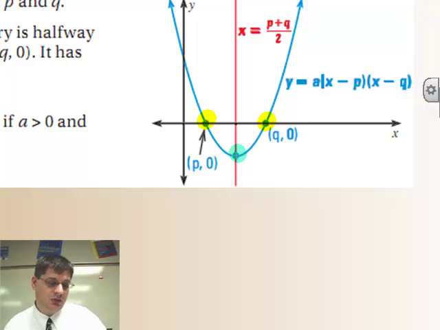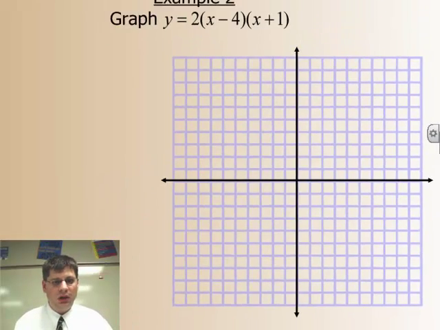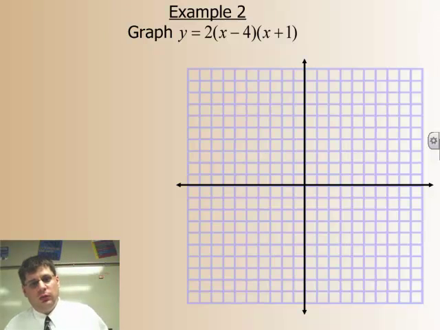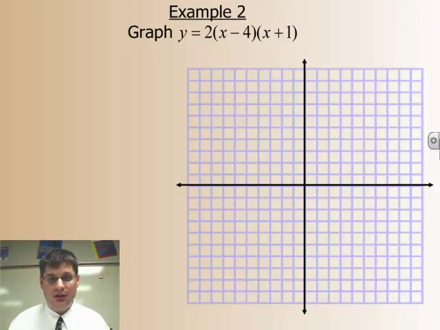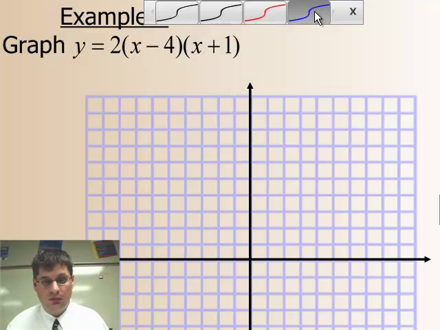Okay, let's graph one. So we're going to graph y equals 2 times (x minus 4) times (x plus 1). Of the three, this is the only one where I'm not going to ask for 5 points, but instead I'm going to ask you to graph just 3 points, and I'll be happy with that. Those 3 points include the intercepts and the third point being the vertex. So I don't want to start with the vertex, I want to start with the intercepts.